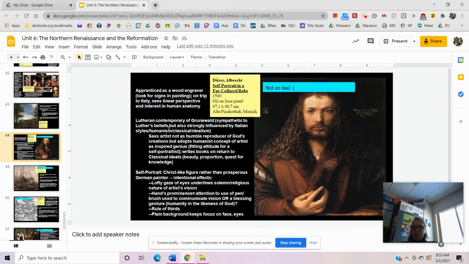For him, he sees the artist not as a humble reproducer of God's creation, but using the humanist concept of an artist as a genius, fulfilling their talents on canvas. So that's what he's up to here as well. So really, we can bring God's beauty into the world too, like Pico della Mirandola said, by using the talents he gave us. That would be something Dürer would like.